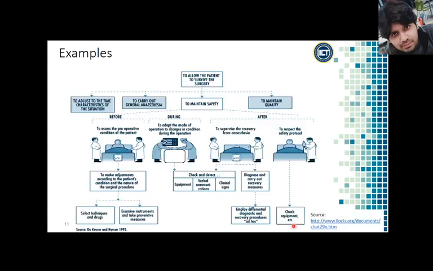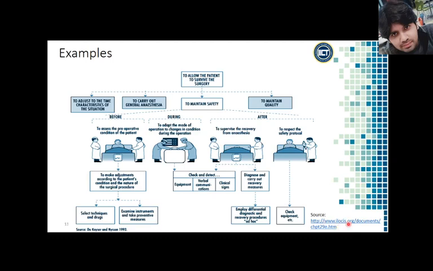Now another example here is how to allow the patient to survive the surgery. Of course, you can go this way, which is to adjust to the time characteristics of the situation, to carry out general anesthesia, to maintain safety, to maintain quality, and then all the things are hierarchically expanded and some annotations are provided for this cognitive task analysis. And for the details, you can refer to this website.